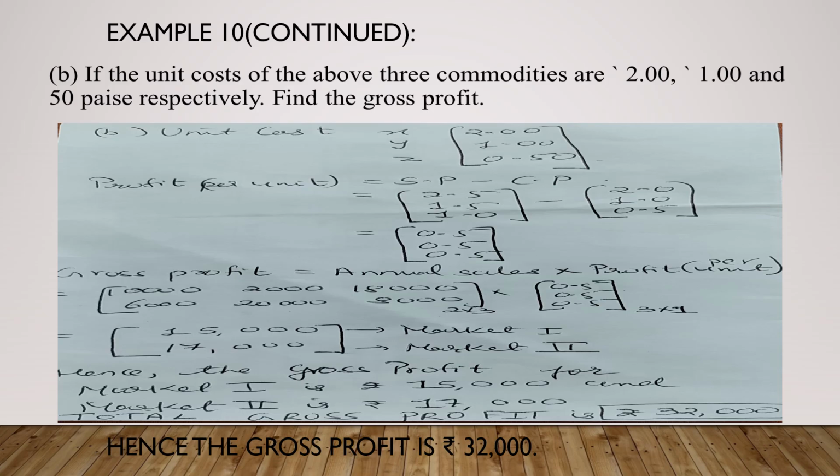So it is 10,000 into 0.5 plus 2,000 into 0.5 plus 18,000 into 0.5, which is 15,000. Similarly, the second element is 17,000. So the gross profit for the first market is 15,000 and for the second market is 17,000. If you want the total gross profit including both the markets, it is 17 plus 15, 32,000.